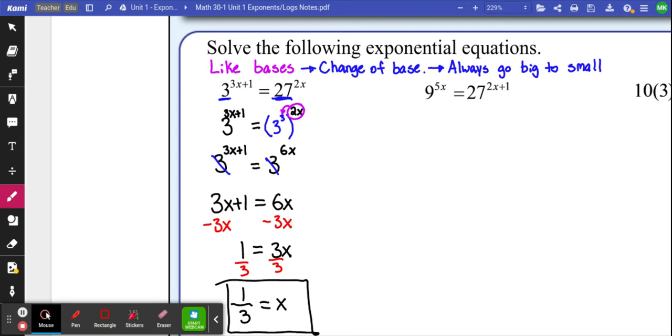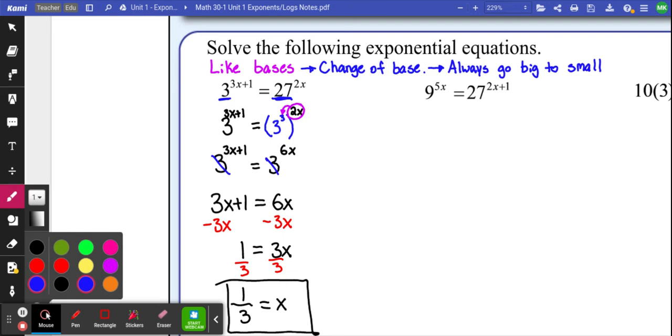9 to the power of 1 is 9. 9 to the power of 2 is 81. 9 to the power of 3 is like 720 something. It gets really big really quick. So I actually can't change 27 to be 9 to the power of something. Which means I'm going to have to change both bases, and they're both going to have to go smaller.